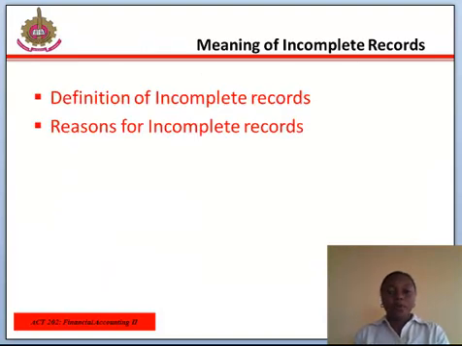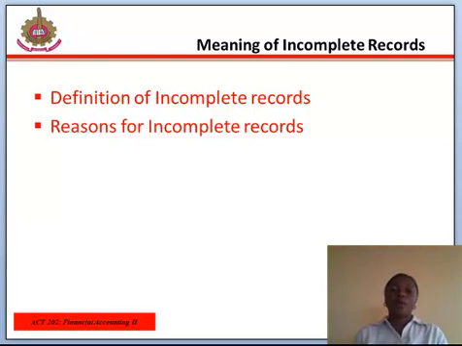Meaning of incomplete records. Incomplete records are defined as accounting records that are not kept according to the double entry system. Reasons for incomplete records. Incomplete records may be due to partial recording of transactions, as in the case with small shopkeepers such as a recharge card seller and vendors. And in the case of large-sized organizations, the accounting records may be rendered incomplete due to natural calamity, theft, or fire.